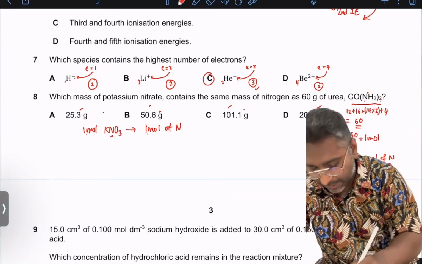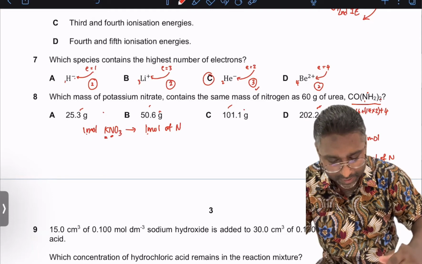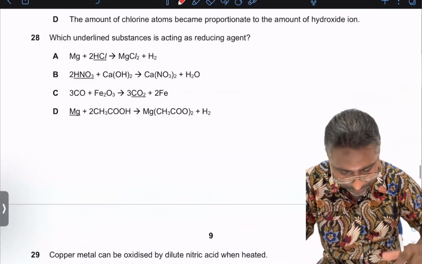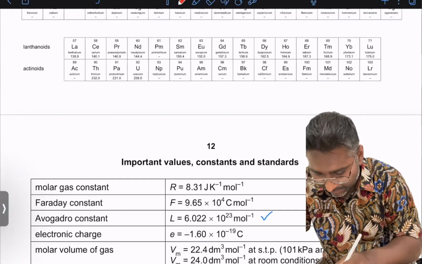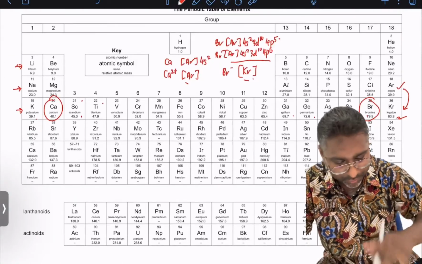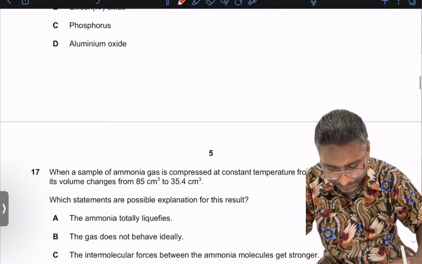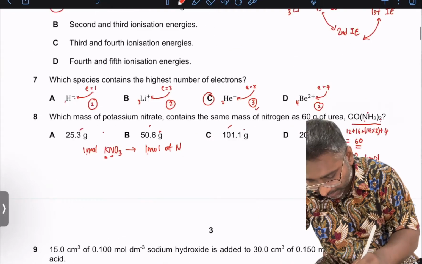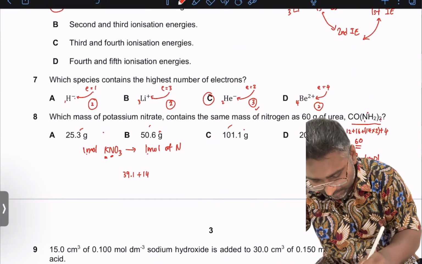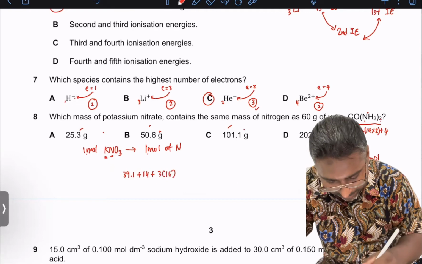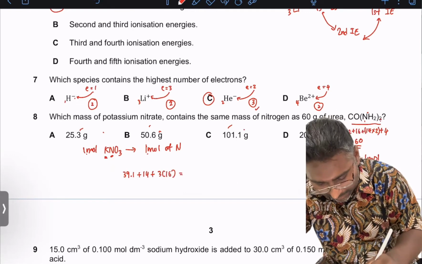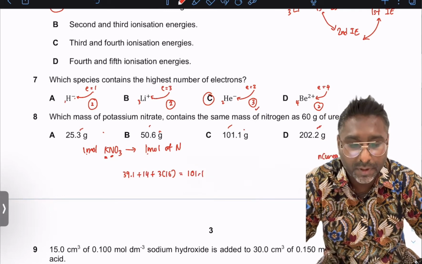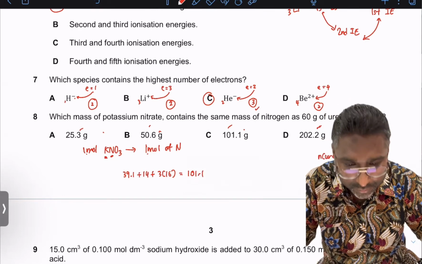So how to do that? Potassium, K, you can double check, is 39.1. So you just calculate: 39.1, nitrogen is 14, oxygen 3 times 16, which is 48. If you calculate, you will get 101.1. This is the relative molecular mass for KNO3.